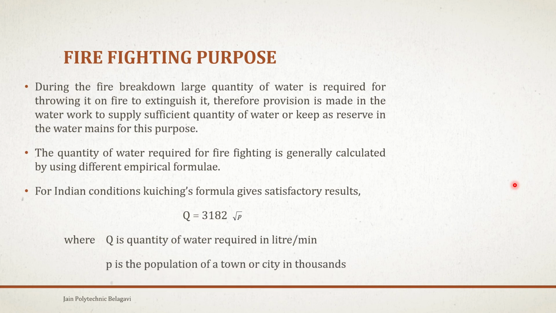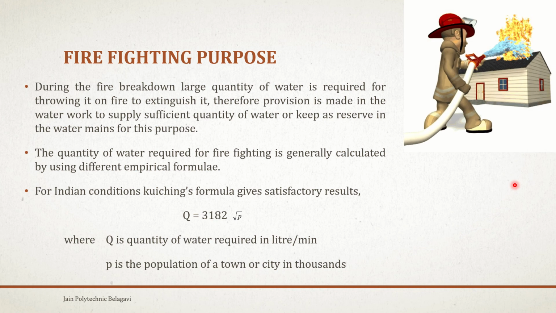P is the population of a town or a city in thousands. In this formula we take the value of P in thousands. In the sense, if it is 10,000, then for the P value you will enter 10. If it is 1 lakh, it will be 100. For 10 lakhs, it will be 1000. So this is the simplest way to understand. There is a fire that has caught in a house, and a firefighter is watering the house to extinguish the fire.